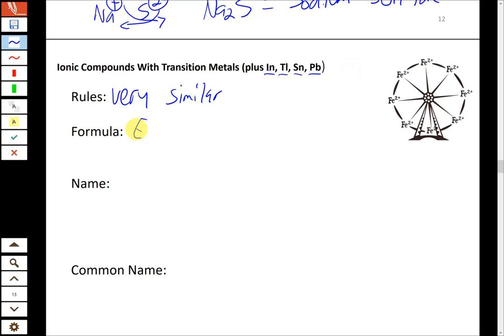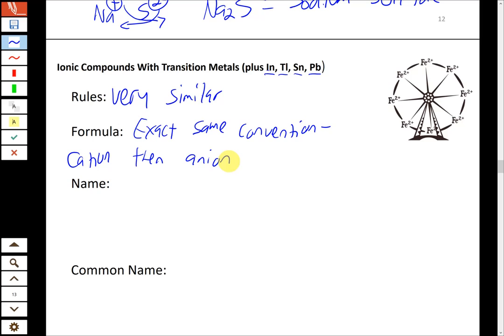So the formula has the exact same convention. We don't have to do anything different in the formula of the compound. It's just cation, then anion, lowest whole number ratio. But the only difference is that the name needs to indicate what the charge on the cation is, because in these compounds, the cation, the metal part, can have different charges possibly. There's more than one possible value, and so you need to indicate that with a Roman numeral. So in the name of an ionic compound that includes a transition metal or a few of these main group metals, there's a Roman numeral in parentheses that denotes the charge.